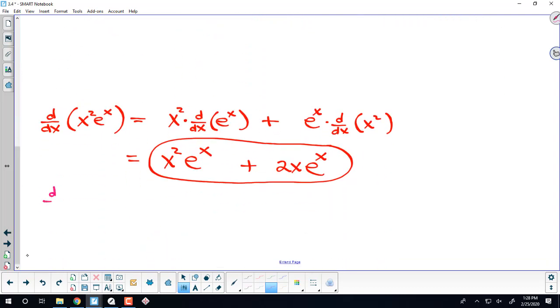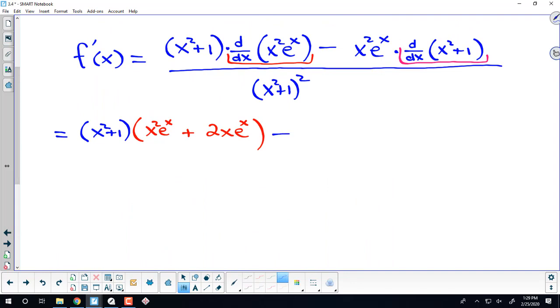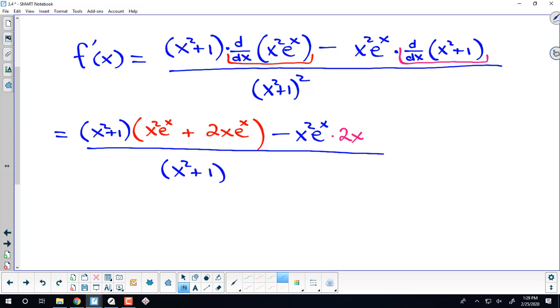So maybe you can just do that immediately, but we're going to come down here. What's the derivative of x squared plus 1? 2x. Just 2x. So that's the derivative of that. We're going to put that in place of that derivative there. So we have our minus x squared e to the x times that derivative, which was just 2x. And it's still all over x squared plus 1 squared. So really, if you're not simplifying on the exam, that's all I would really want.